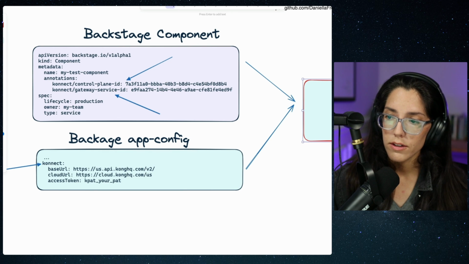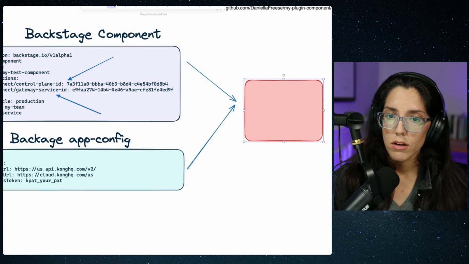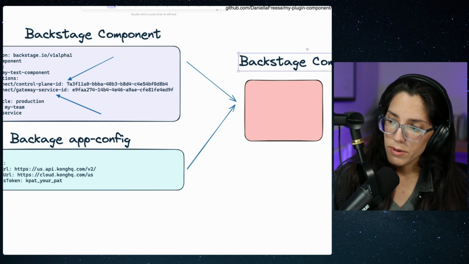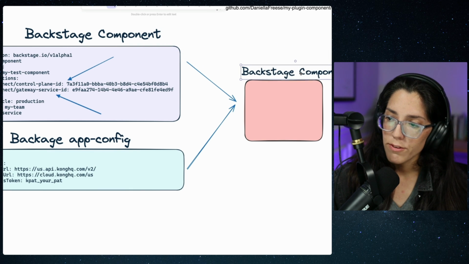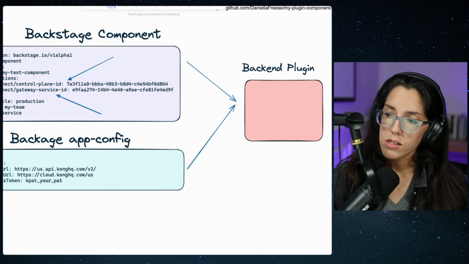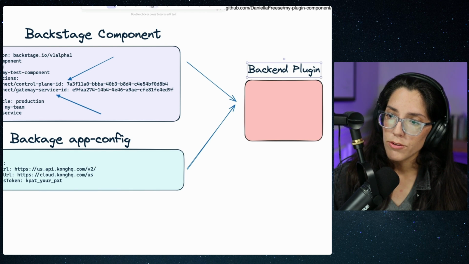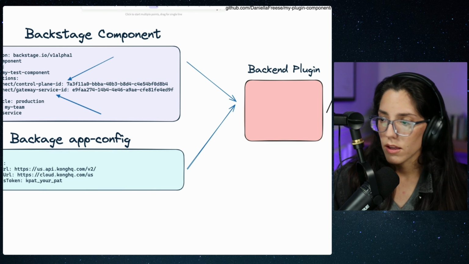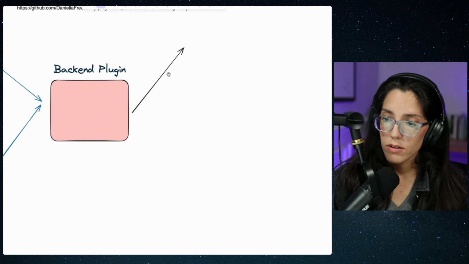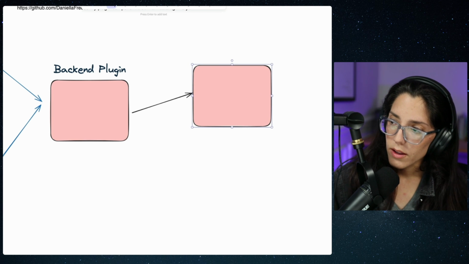Let me give this a different color, like red. So our backend component will be able to grab that information as configuration, pull in those configs in order to make an API call over to Kong Connect. I think I've got a library here.